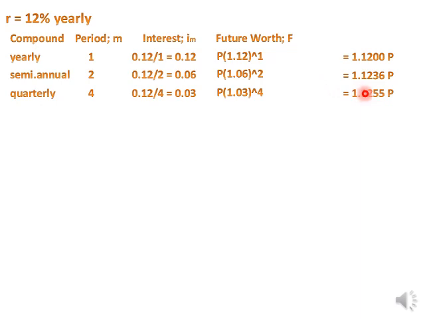Or we can say that at the end of the year, the total amount of money in this bank will be 1.1255 of the principal amount deposited.